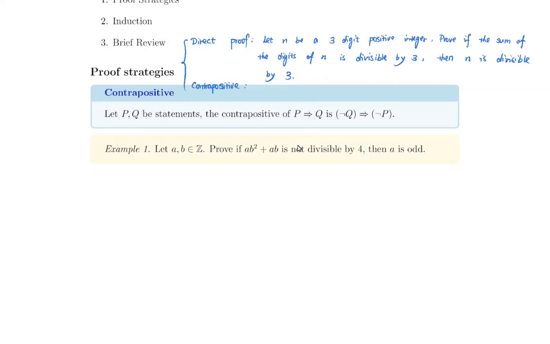This works when you see an if-then statement.